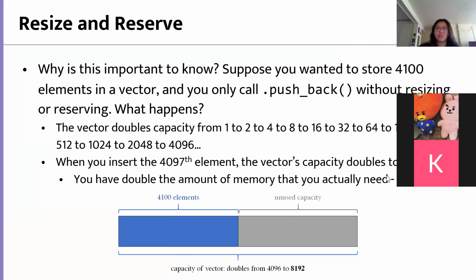But this is important to note, because what if we want to store 4,100 elements in a vector and you don't use resize, but you only call pushback? As we saw in the previous diagram, your vector capacity will actually double. So it'll go from 1 to 2 to 4 and so on. Once you insert the 4,097th element, the vector's capacity will double to something in the 8,000s. So if you're only storing 4,100 elements, then half the vector is just wasted.